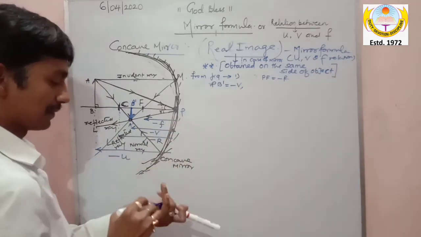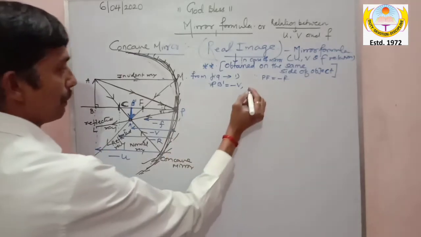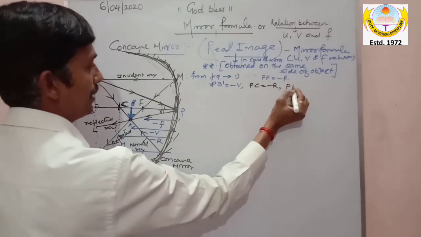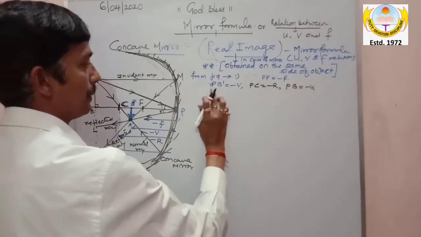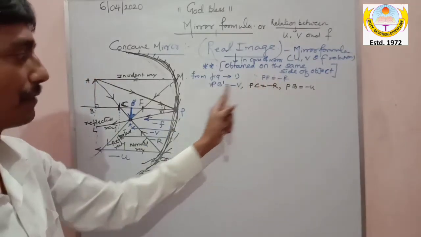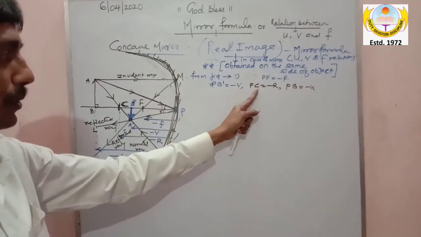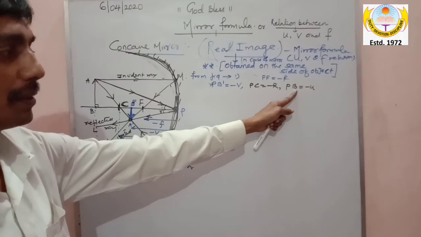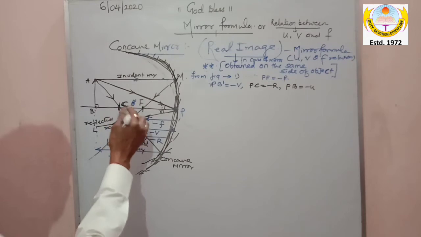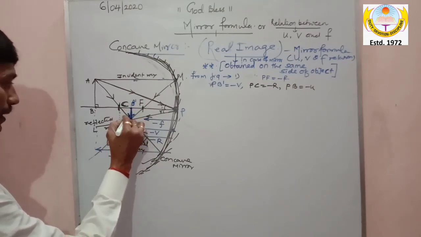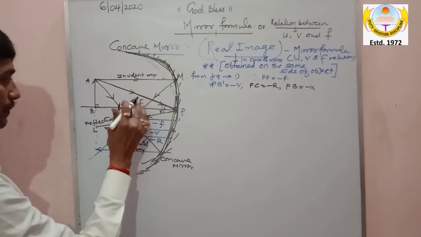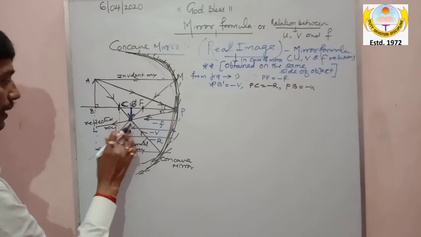Next, PC is equal to minus R. Next, PB is equal to minus U. I have written P everywhere, the pole and all. That is first: pole to focus, minus F. Pole to B dash, minus V. Pole to center of curvature, minus R. Pole to B, that is the object, is minus U in the diagram. And this is the image obtained. Please take care, this is the inverted image. And here I have written B dash, and here I have written A dash.